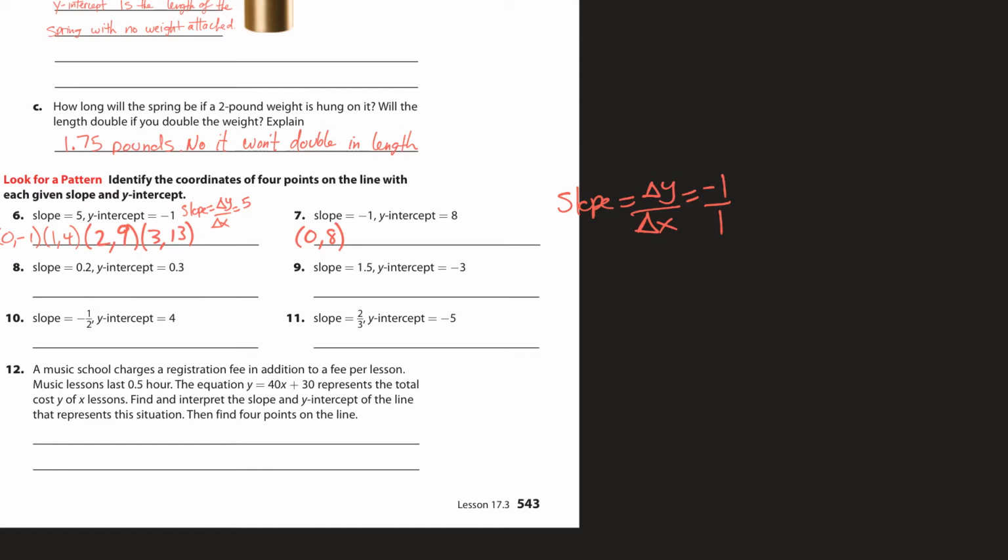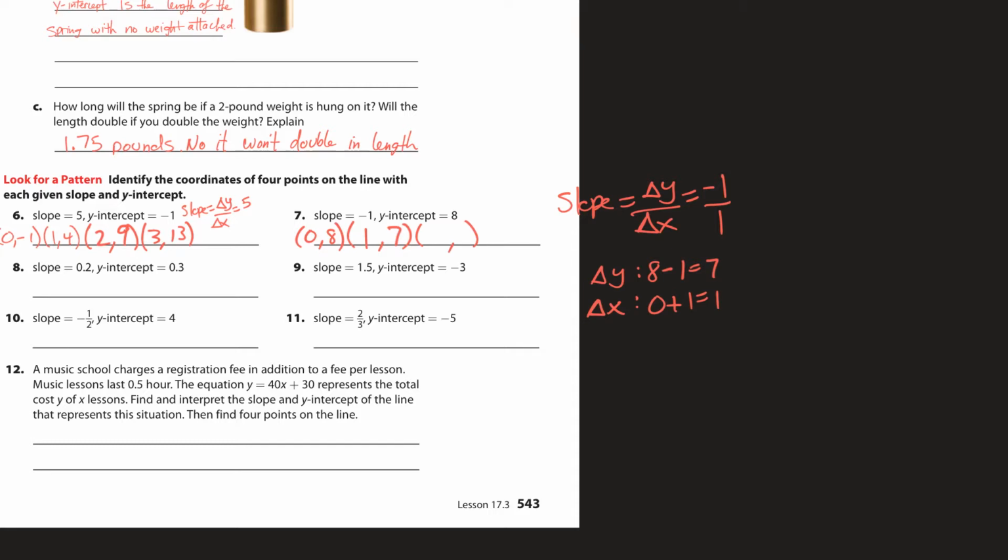Now it tells me the change in y is going down 1. So how about I spell this out a little bit better? The first y value is 8. And the change in y is going down 1. So it's going to be 8 minus 1, which is 7. And so with this, the next y value would be 7. And with x, the change in x is going up 1. The first x value is 0, and it's going up 1. So that would be 1. Okay, great.